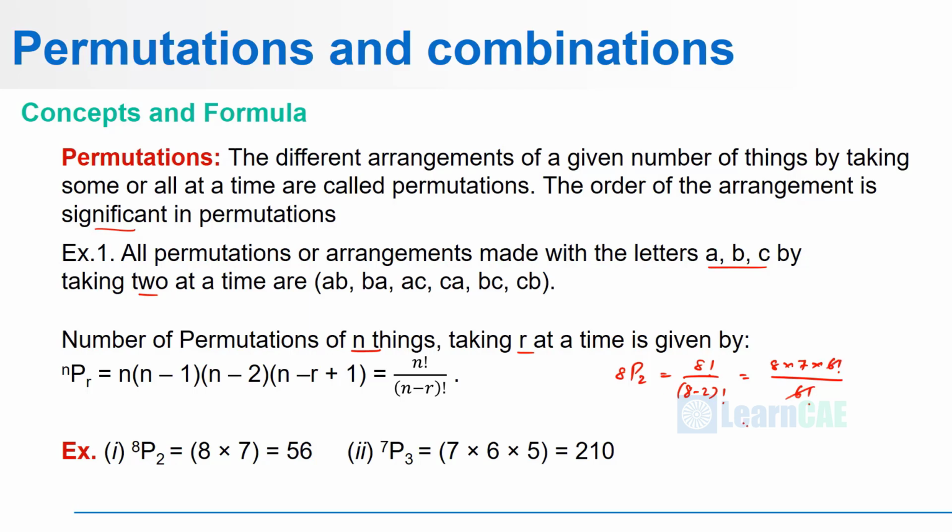We can write 8P2 as 8 into 7. So, to simply remember, 8P2 can be written as 8 into 7. Similarly, 7P3 can be written as 7 into 6 into 5. That's all. So, therefore, we can calculate the permutations based on this given formula.